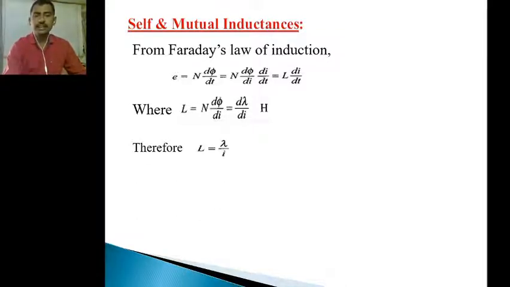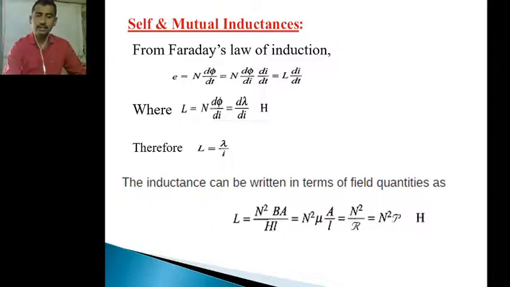So we get L is equal to lambda by I. However, the same inductance can be represented with other formulas also. Those other formulas are nothing but L is equal to N square into mu A by l, that is, N square by R, like that.